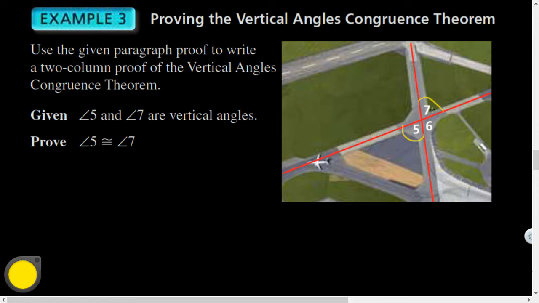No, I can't take that short of a shortcut yet. We'll actually end up relating them both to angle 6. 5 and 6 are going to be a linear pair and will be supplementary. 7 and 6 will be a linear pair and supplementary. And then 7 and 5 will have equal measures, right? And then I'd be able to prove congruence.